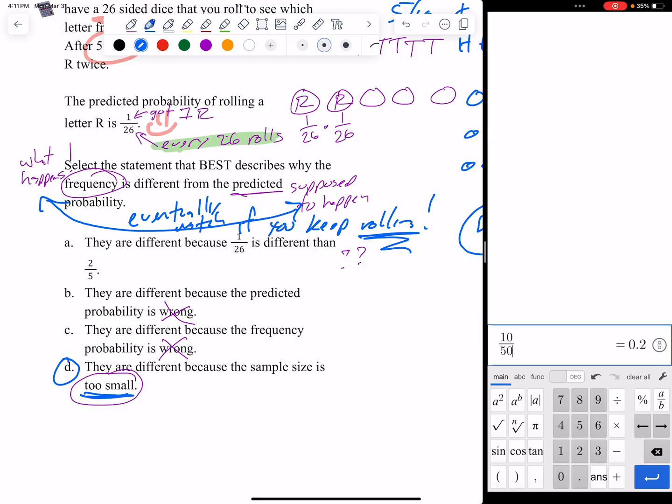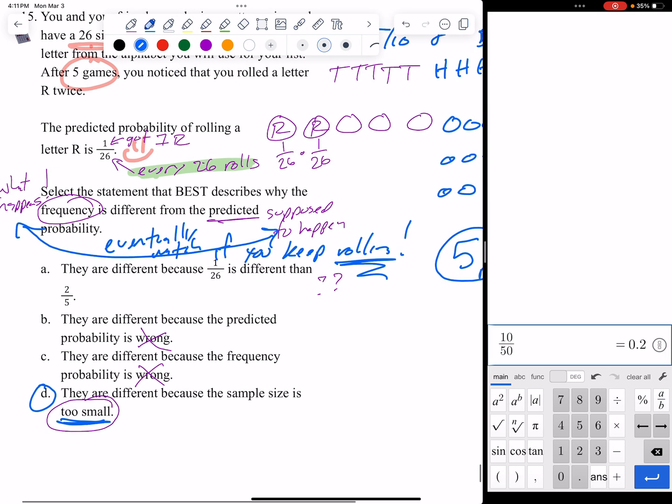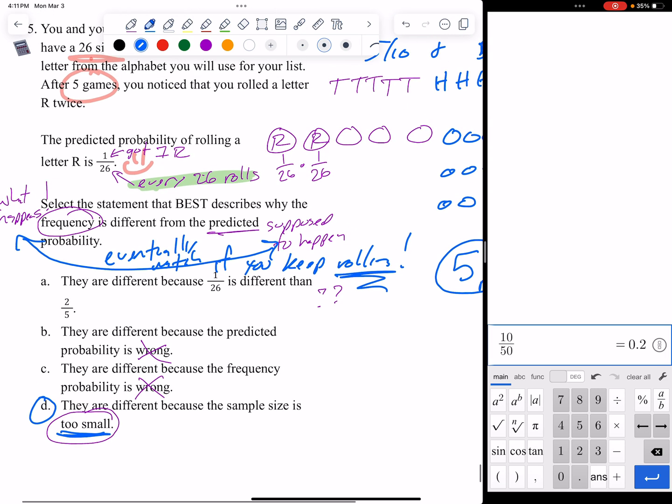Okay, so hopefully that little mini lesson explanation helped out a little bit. Because I've seen this in your textbook quite a few times as the answer, right? You just got to keep going for it to eventually be the same. Your probability and your frequency. Your expected versus what actually happens.